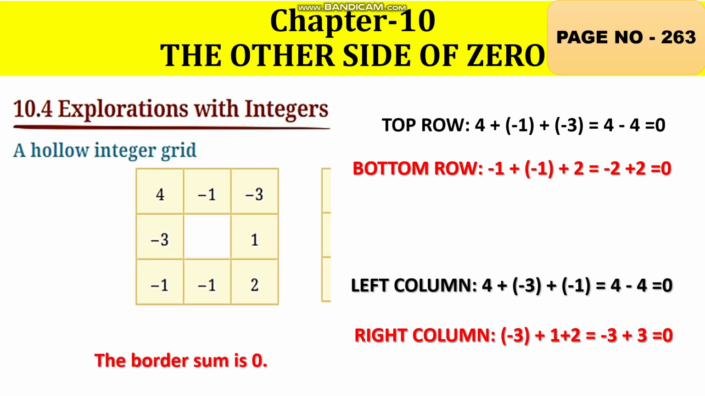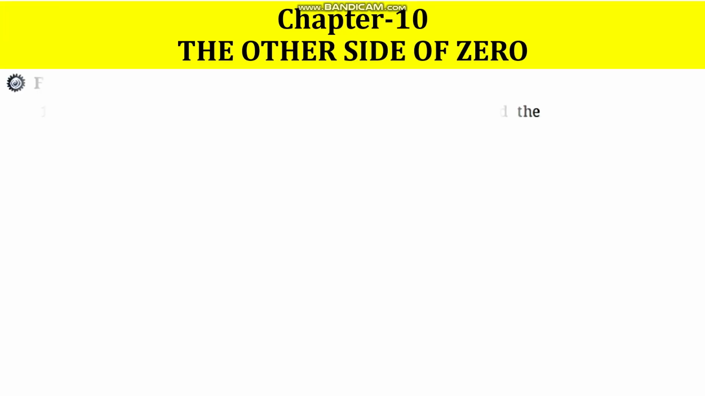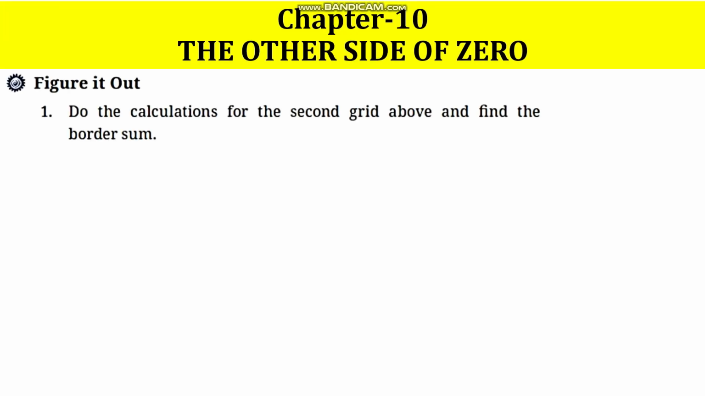So overall the border sum is 0, whether we add the numbers row wise or column wise. So this is what's special about this hollow integer grid. Now let's figure it out. Question number 1: do the calculations for the second grid above and then find the border sum.